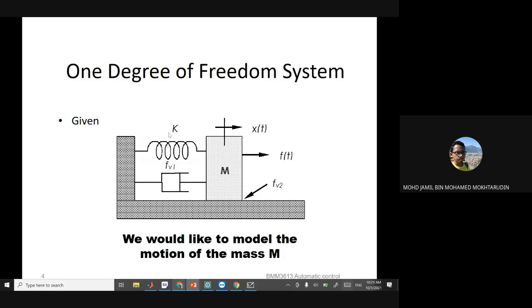And usually on the box, we have a force, F, which is applied either forward or backward. Then you have the spring with constant K, attached to the box and to a wall. You also have a damper with constant fv1, also attached to the wall and to the box. And you have friction between the box and the floor. The coefficient of the friction is fv2. Here we would like to model the position x of the mass M.